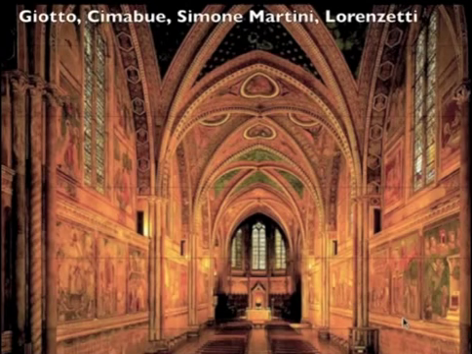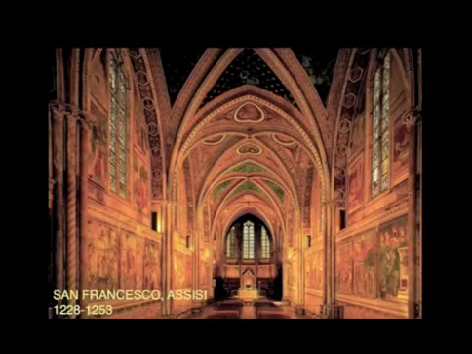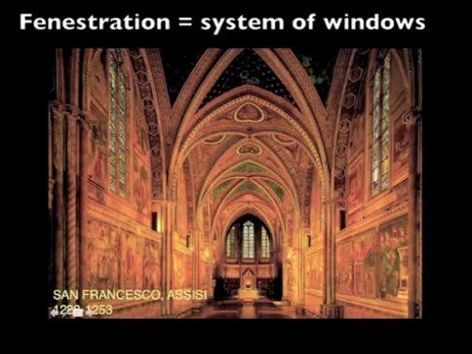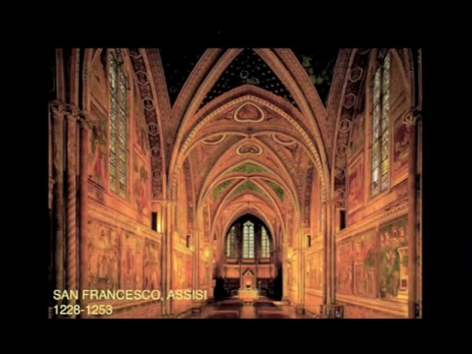But it is still primarily a wall architecture. And it's sort of great that it's a wall architecture because the walls are covered with frescoes by people like Giotto and Cimabue and other great masters. But the windows are punched. The fenestration, meaning the system of putting windows in a wall, does not extend from structural bay to structural bay as it did in examples we had seen elsewhere.